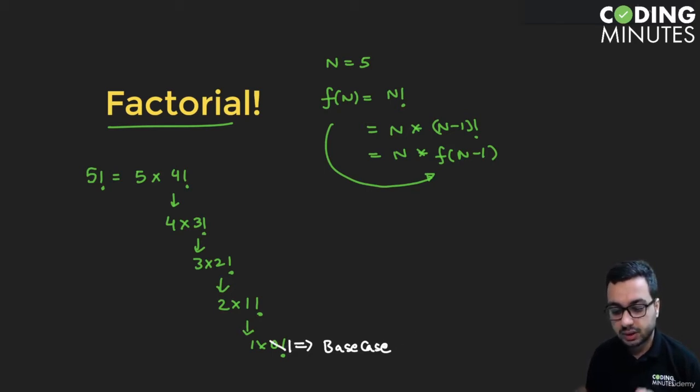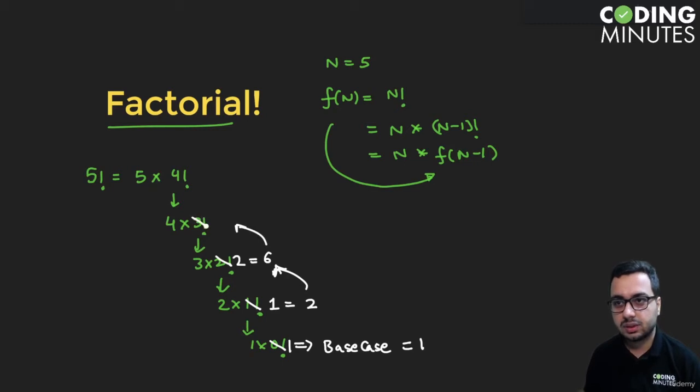So what will we return? We will return 1 into 1, that is 1, and this 1 will go back here. So this would become 2 into 1, that is 2, and this 2 will go back here. This is nothing but 3 into 2, that is equal to 6, and this 6 will go here. So 3 factorial will get replaced by 6. This would become 4 into 6, that is 24. This 24 will go here, and 5 into 24 would be 120.